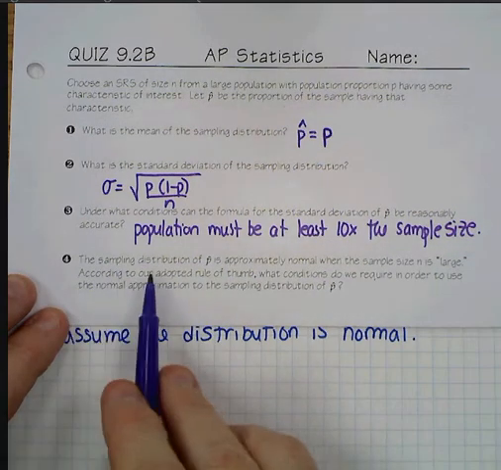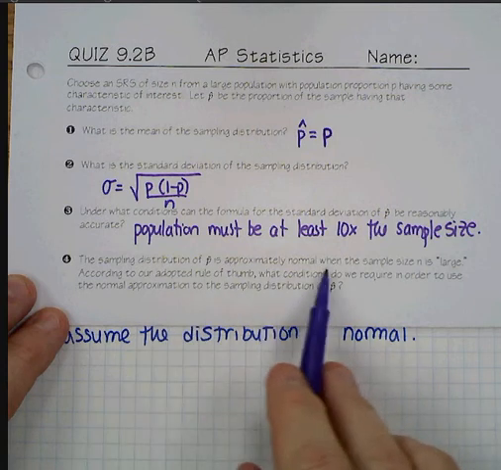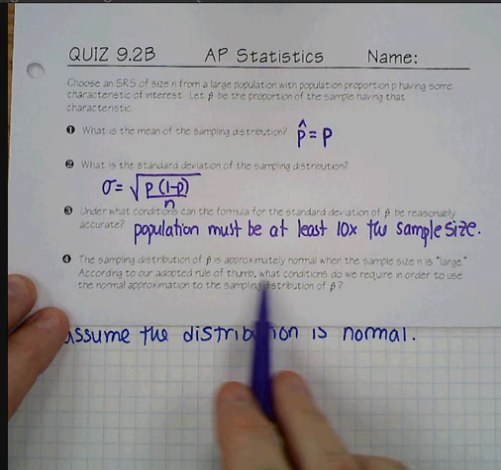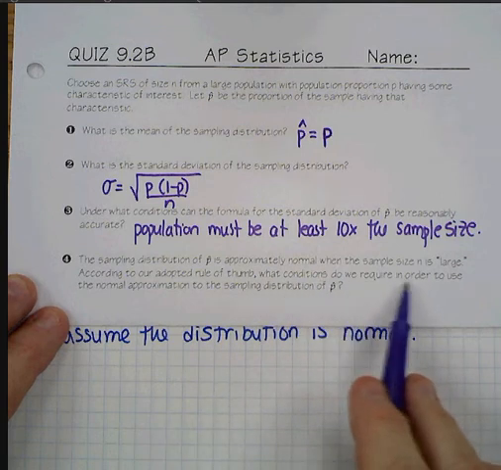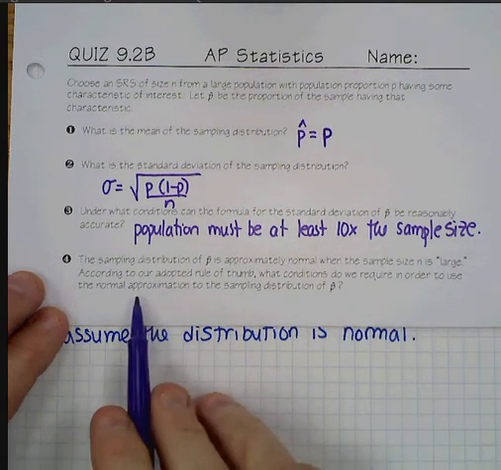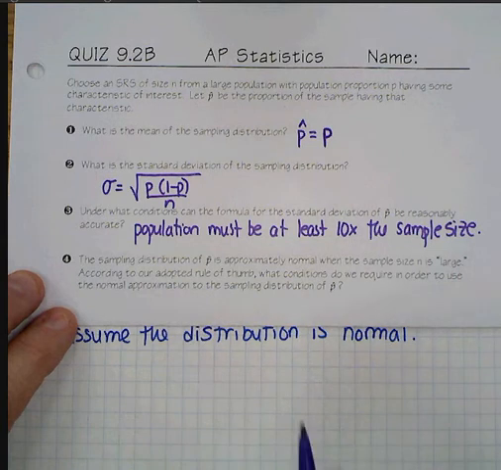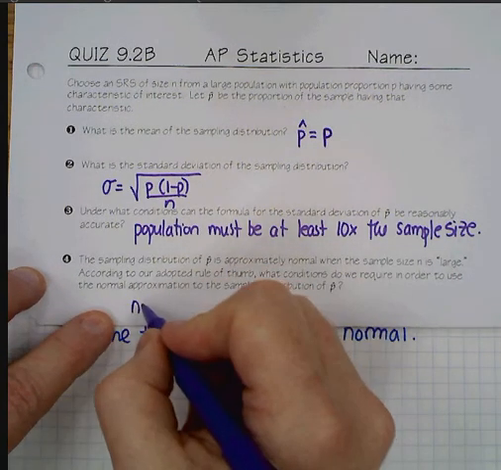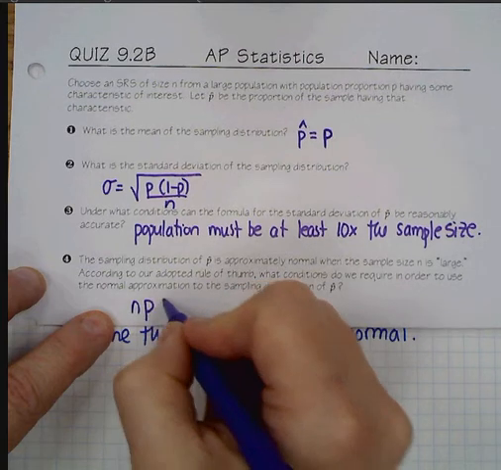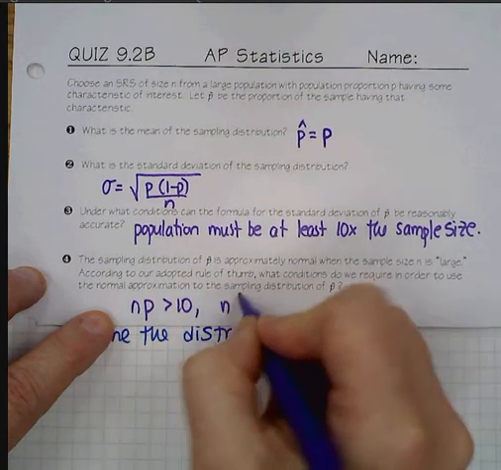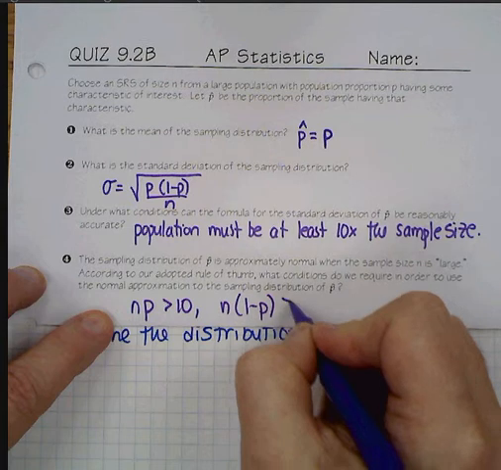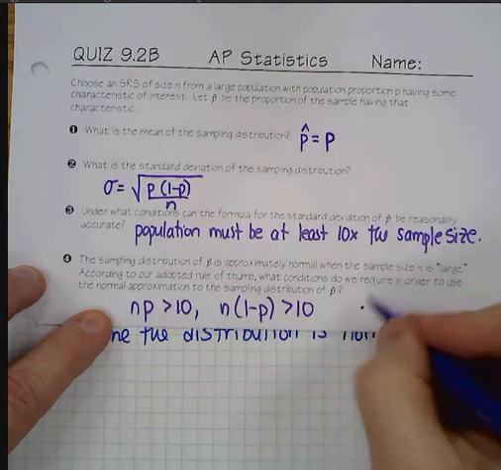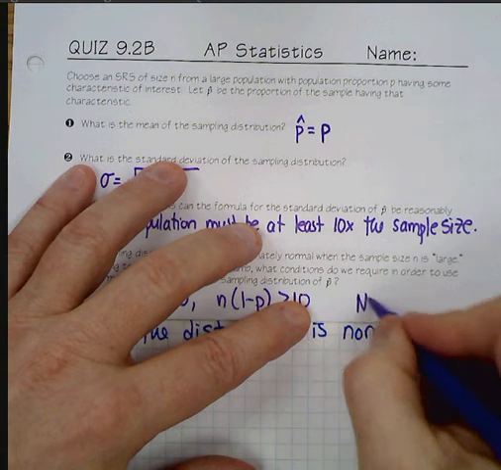Number 4, the sampling distribution of p hat is approximately normal when the sample size n is large. According to the adopted rule of thumb, what condition do we require in order to be able to assume the normal approximation for the sampling distribution of p hat? That's the condition we talked about. n times p needs to be greater than 10, and n times 1 minus p needs to be greater than 10. If this is true, then it's normal. So this is our normal test.